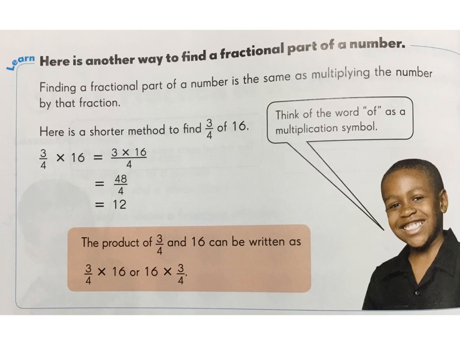All right, here's another way to find a fractional part of a number. This way is a little faster and a little more efficient, and we're going to use multiplication. When you're reading these problems, 3/4 of 16, think of "of" as a multiplication symbol. So now we're going to do 3/4 times 16.